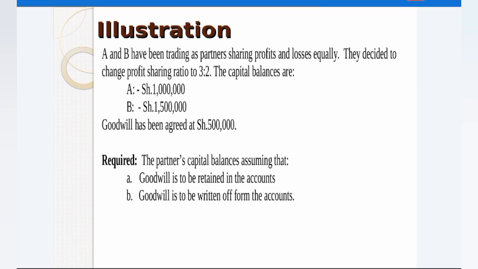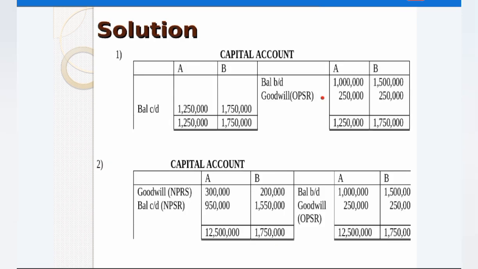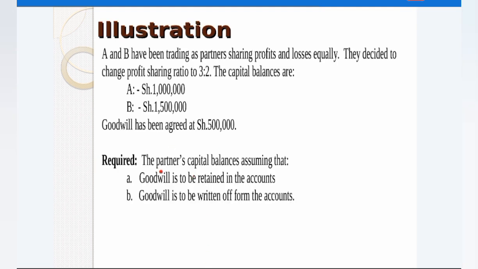And therefore 50% of 500,000 is 250,000. So you can see here, we will credit the partners' capital accounts with 250,000 for each, totaling to 1.25 million for A and 1.75 million for B. So that is our solution to A. So that is when we are assuming that the balance for the capital is 1.25 million for A and 1.75 million for B. That is when goodwill is retained in the books of accounts.